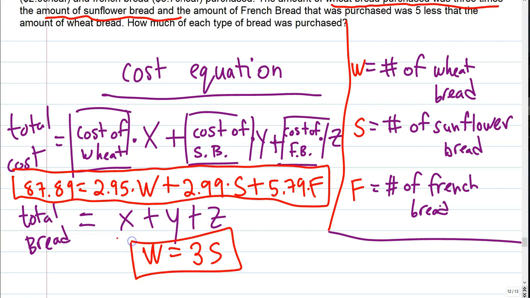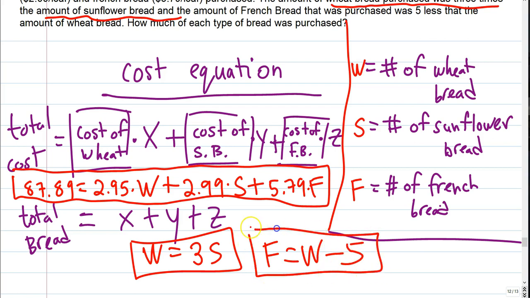We have a second equation. It says the amount of French bread was 5 less than the wheat bread. French bread, f, was 5 less than the wheat: w minus 5. Box that in. These are our 3 equations that we're going to use.